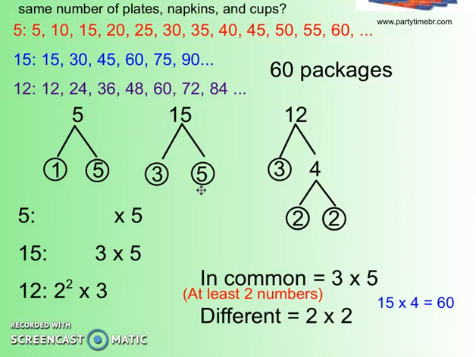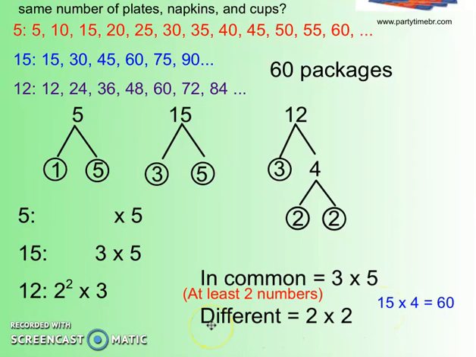And notice it is in common with at least 2 numbers. So whenever you have 3 numbers or more, you're looking for what is in common among 2 or more of the numbers. Okay, so notice 2 of the numbers share 3, and this one shares a 3. And so I wrote that down. And then these 2 share a 5. So I wrote that down. And so when I multiplied that together, I got 15.